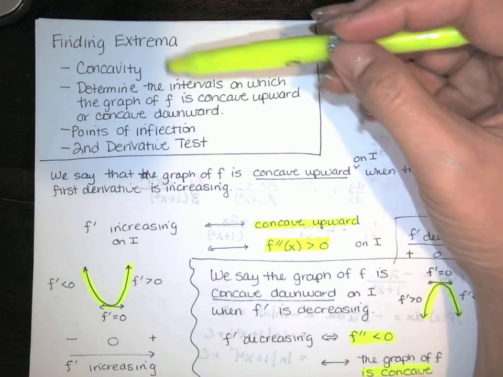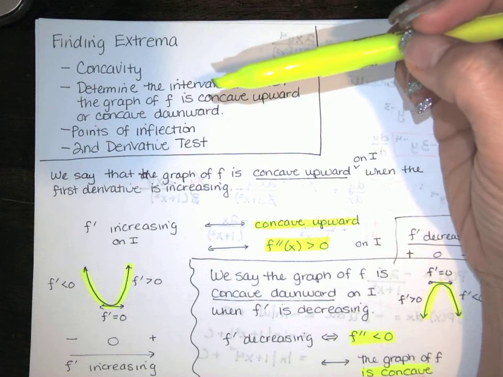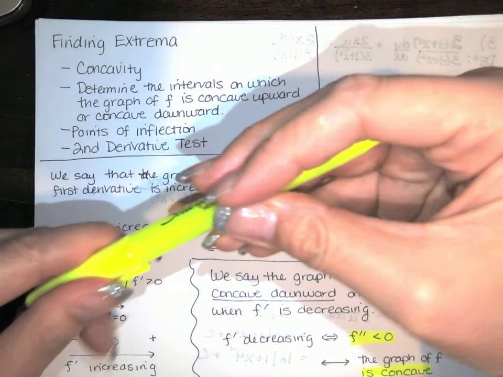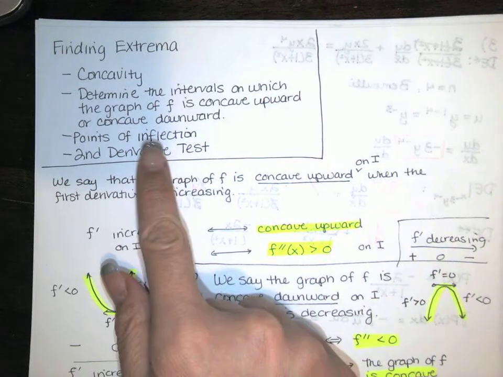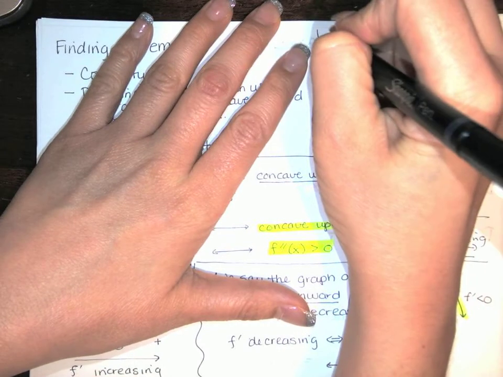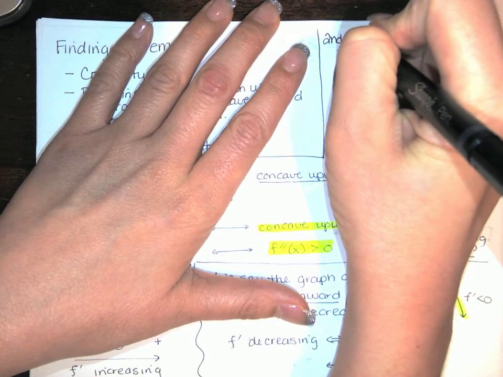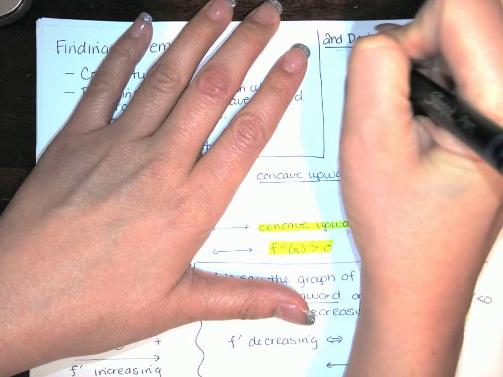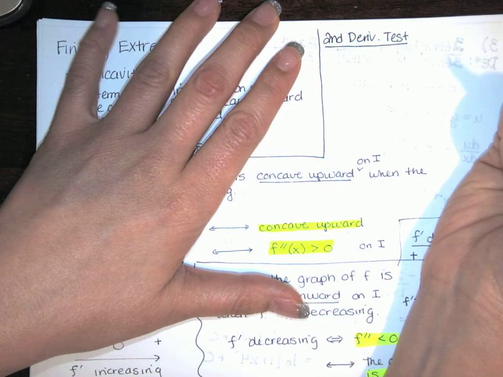Now that we know this, rather than finding or classifying relative extrema using the first derivative test, we have another option. We have what's called the second derivative test. And I think the second derivative test is a great test. It makes intuitive sense. You don't need to use it. You can always use the first derivative test.